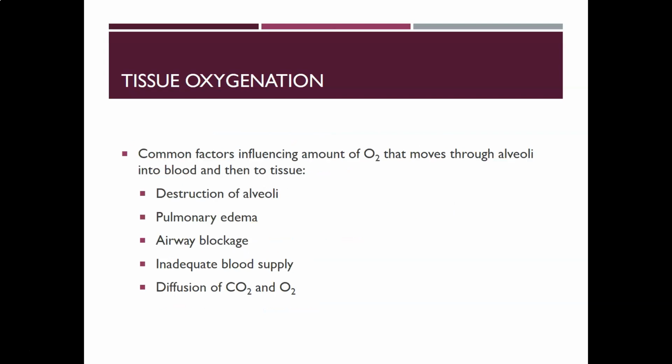Some of the factors, the most common ones that influence the amount of oxygen that moves through the alveoli and into blood and then into tissue would be the destruction of the alveoli, again from scarring, or from emphysema and other types of damage to the lungs. Pulmonary edema, which is fluid accumulation in and around the lungs, will mess with the gas exchange. Any airway blockage, so anything that messes with ventilation, the air moving. An inadequate blood supply, right? So low hemoglobin, anemia, traumatic blood loss, all of that. And of course, the diffusion of the gases, so things that affect the diffusion of CO2 and O2 across the different membranes.